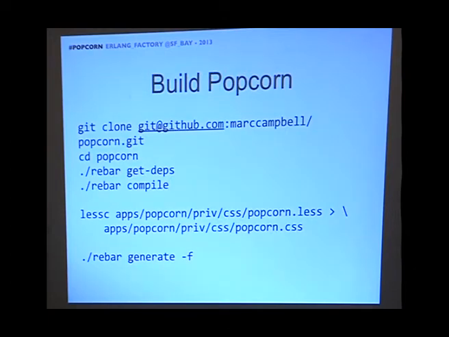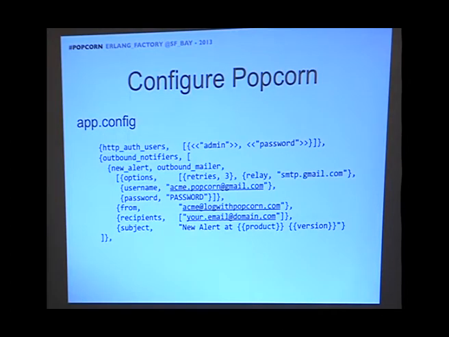So we're just going to walk through the process that Acme Calculators would have used to get Popcorn out there. Popcorn is just a standard OTP application. It's hosted in GitHub under Marc Campbell's account. One simply builds it with rebar. There is one additional step here for optimization purposes. We can compile down the less dynamic style sheet into a CSS file. So that saves the browser from having to do that on every request.